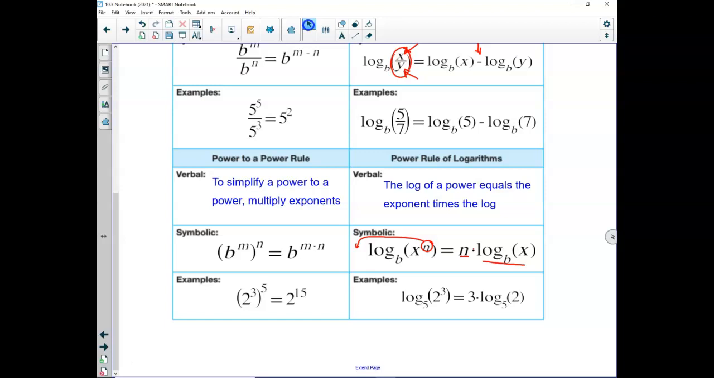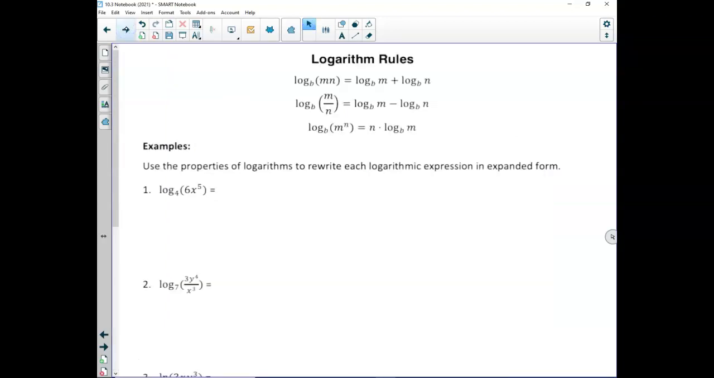We got really good at this when I was in school because our calculators wouldn't do these. We had to go to logarithm tables, and they weren't fun. And what we're going to do, we're going to use all these properties.